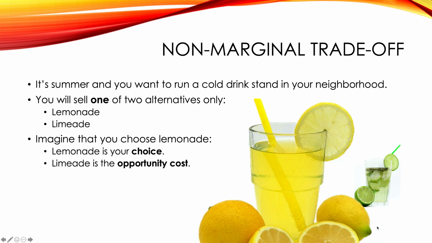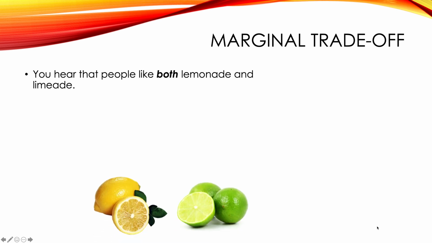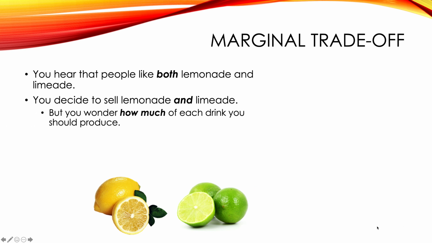But then you decide, okay, I would like to make a more marginal decision because I've seen some of these videos and I've changed my way of thinking. You hear that people like both of these, lemonade and limeade, and so you decide to sell what the people want, lemonade and limeade. But the question becomes a marginal question. You wonder, okay, I'm going to sell both, but how much of each drink should I produce? Because you can't make infinite amounts of these drinks, nor would you want to.